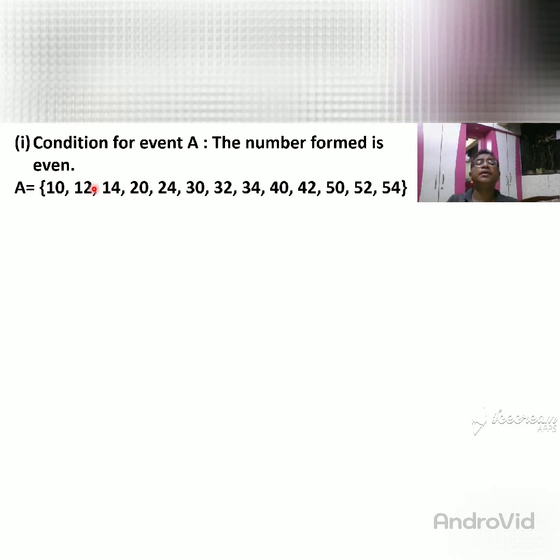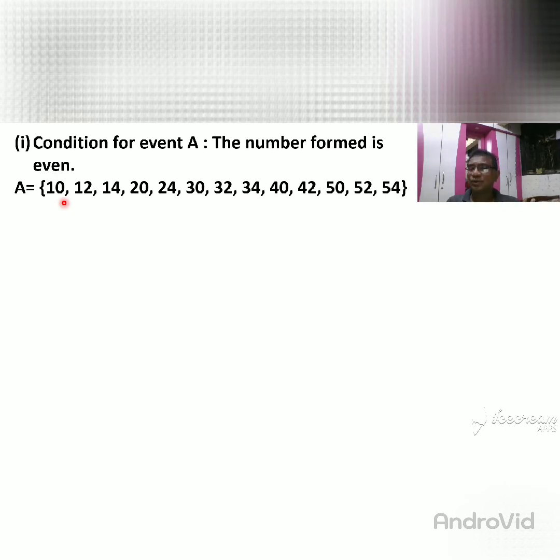So what do they say? They say the number formed is even. So here is A. So A is the set of numbers having only even numbers. I already explained to you, even means at the unit place. Here you see there is the unit place.